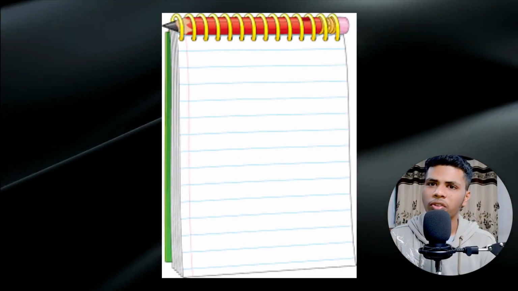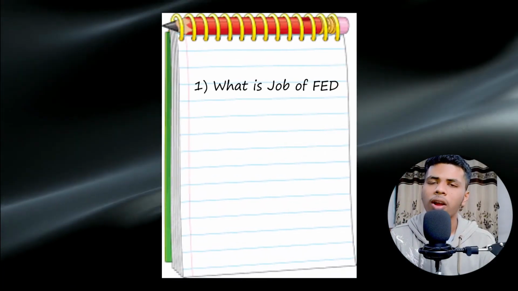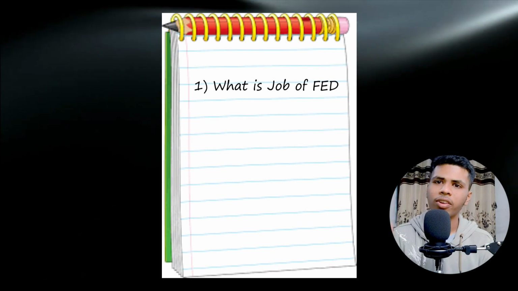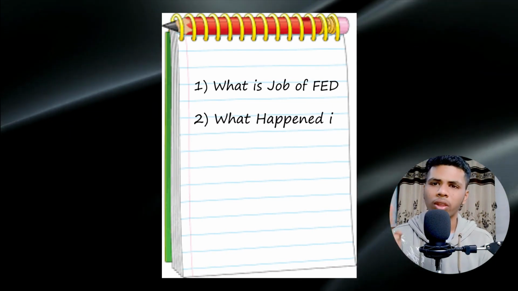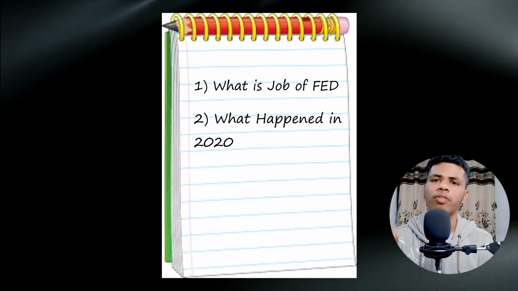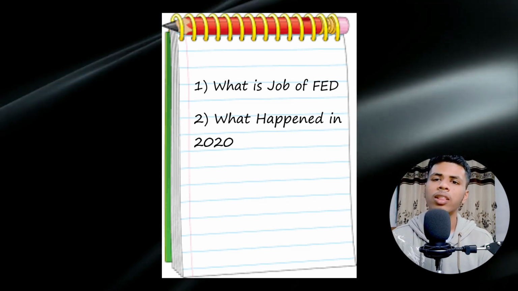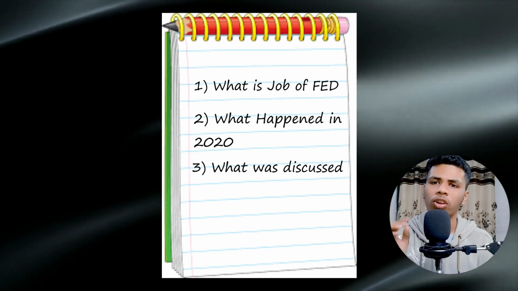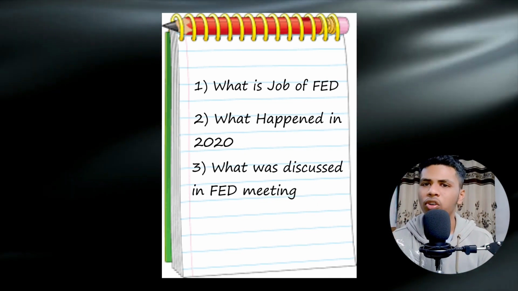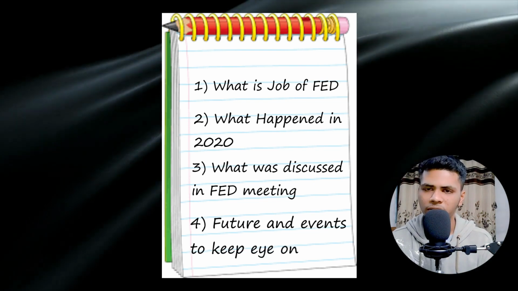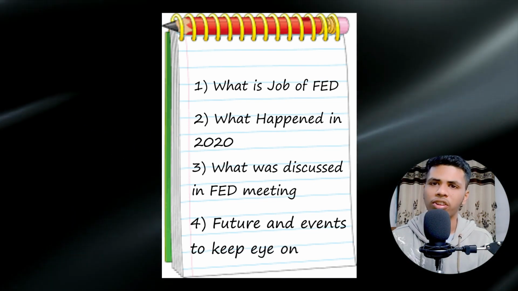In this video, I'm going to tell you what the work of the Fed is and why the Fed was made. First of all, we'll discuss that. Second, we'll discuss what happened in 2020 which led to all these things now. The third thing is what was discussed in the Fed meeting, and the fourth is what is going to be the future. So this video is divided into 4 parts. Let's get started without further ado.